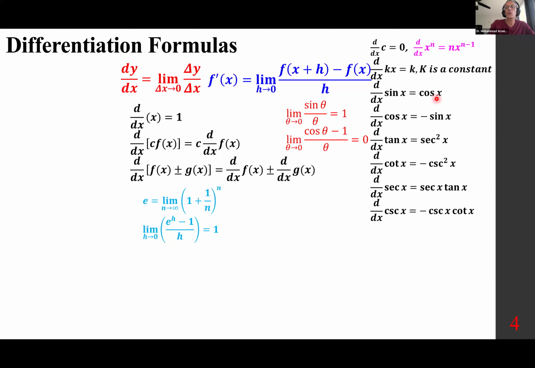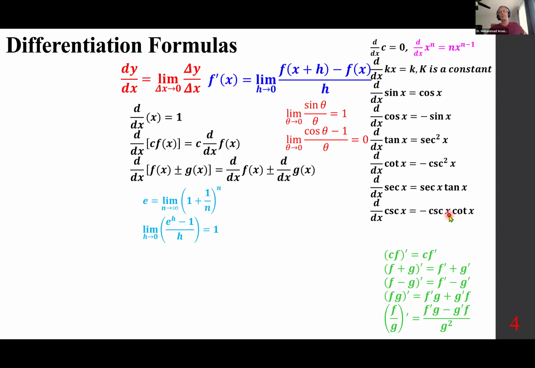The derivative of sine is cosine. The derivative of cosine is negative sine. The derivative of tan is secant squared. The derivative of cotangent x is minus cosecant squared. The derivative of secant x is secant x times tan x. And the derivative of cosecant x is minus cosecant x cotangent x. So I'm giving you the synopsis of the differentiation formulas. And of course, we're going to put a bunch of time into it to master them.